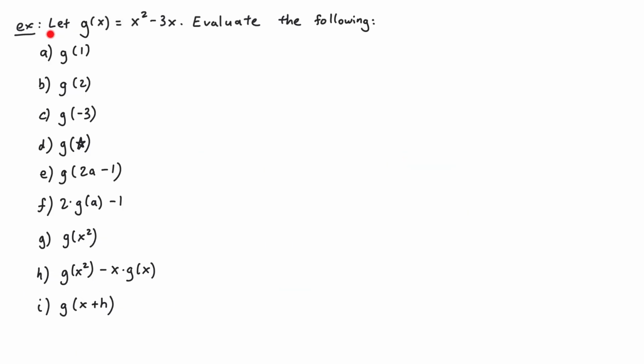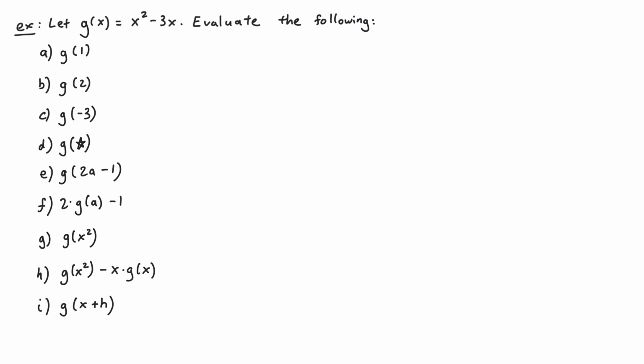In this example, let g of x equal x squared minus 3x. We're working with a function whose name is g, and we're told that if we input x into our function, the corresponding output would be x squared minus 3x. Now, with this function, we're asked to evaluate the following, meaning we want to figure out the outputs when we plug in various things. In example A, we want to evaluate g of 1, meaning what's the output when we input 1 into our function.